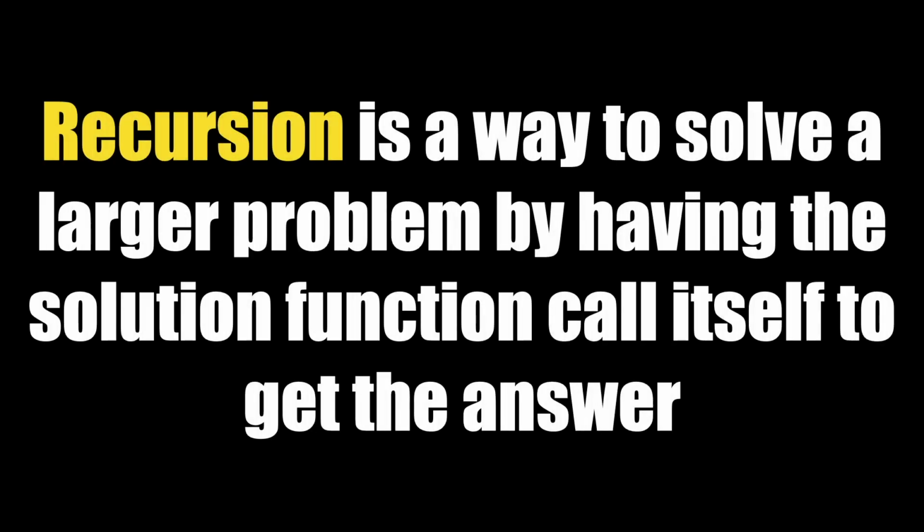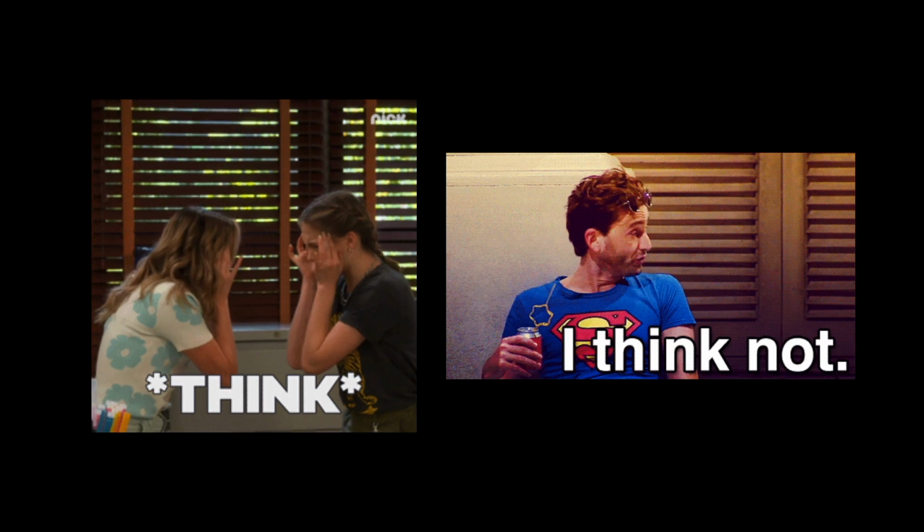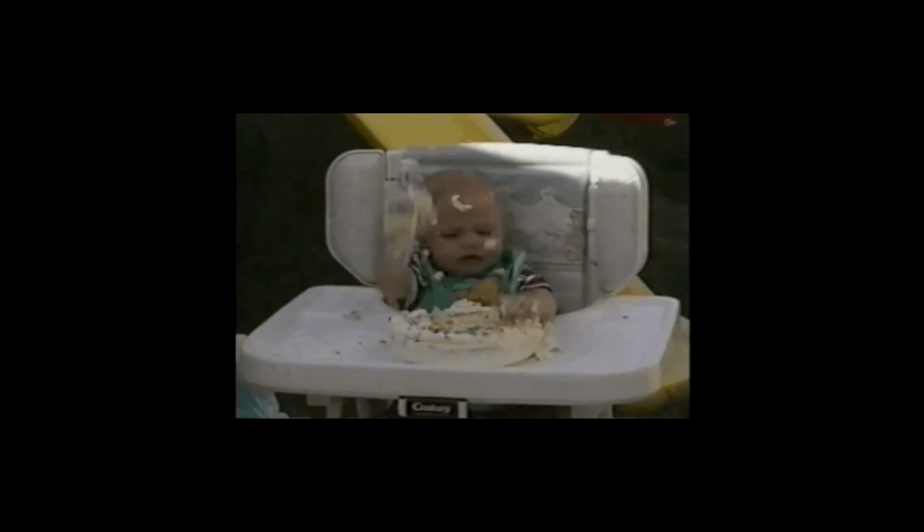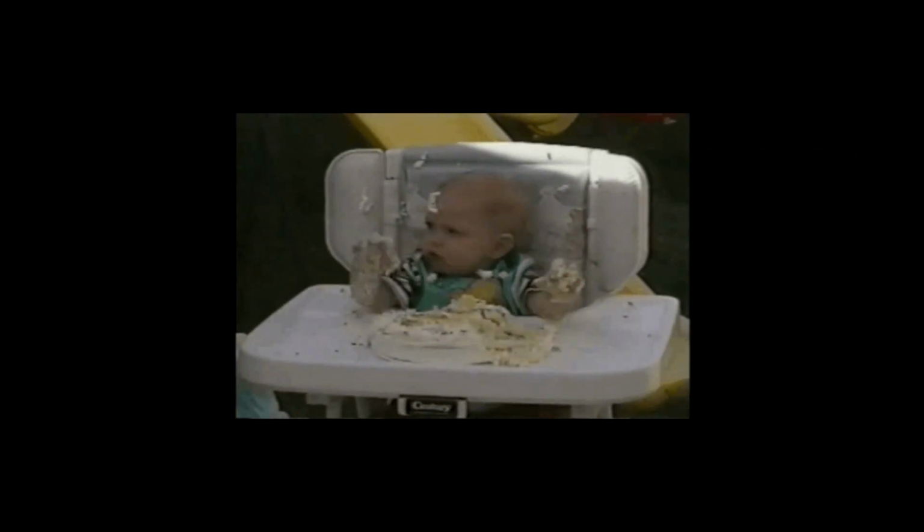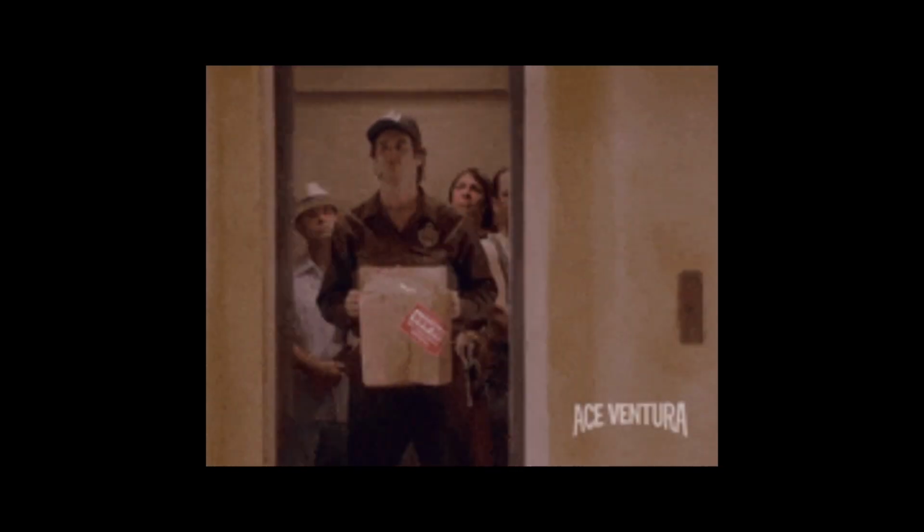In short, it's a way to solve a larger problem by having the solution function call itself to get the answer. And it especially helps with nested structures, as we'll see in the examples. Now, if you're thinking clearly, having the same program call itself sounds like a recipe for disaster. And that is true if you don't handle recursion correctly. So let's briefly talk about the structure of a recursive program or algorithm to help prevent this common issue.